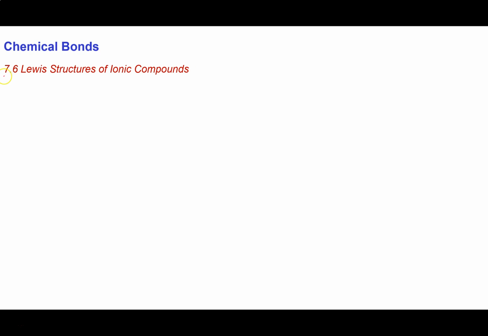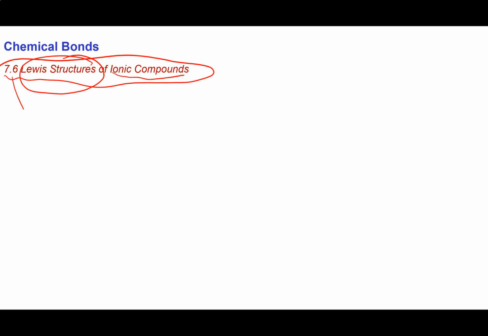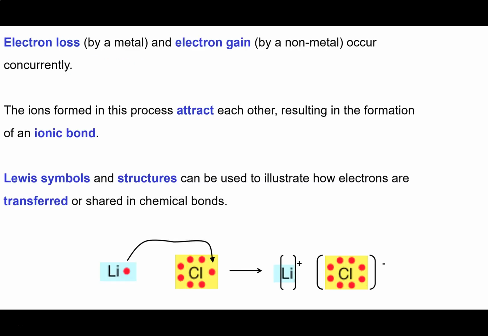Okay, so now we're just going to do this right now and get it done. In section 7.6, we look at how we can combine the Lewis structures of different atoms to indicate how an ionic compound forms. What happens when an ionic compound forms is that an electron lost by a metal and an electron gained by a non-metal occur concurrently, and we can indicate this process using Lewis symbols.